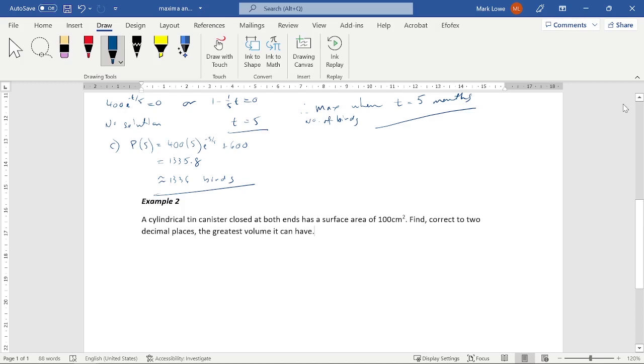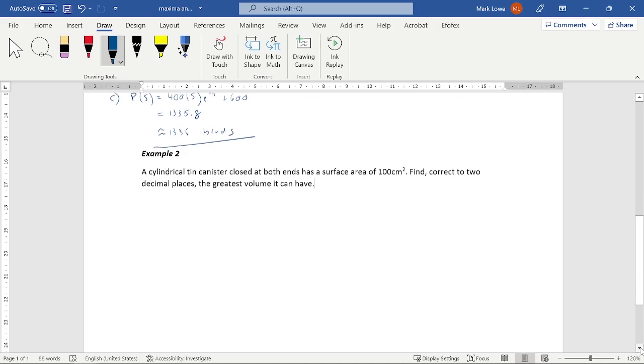All right, next example. We have not got the formula, but we can work it out if we know the formula for 1, the surface area of a cylinder, and 2, the volume of a cylinder. Anyone remember what the formula for the surface area of a cylinder would be? Okay, so we've got the 2n, because it's a closed cylindrical tin can.